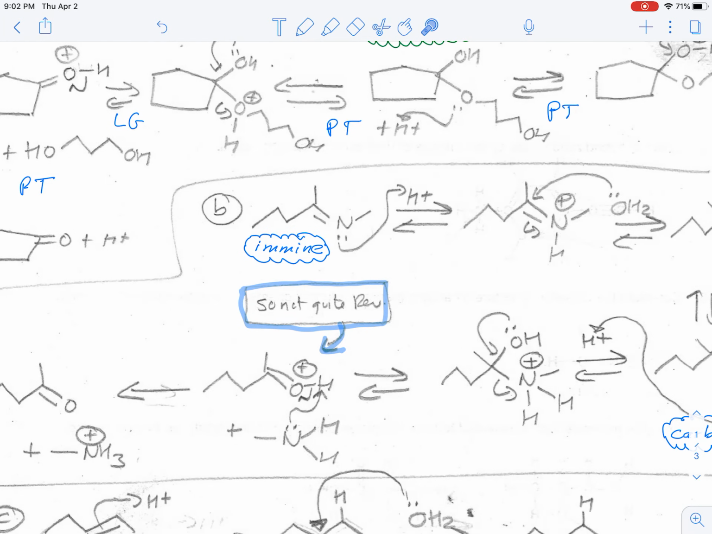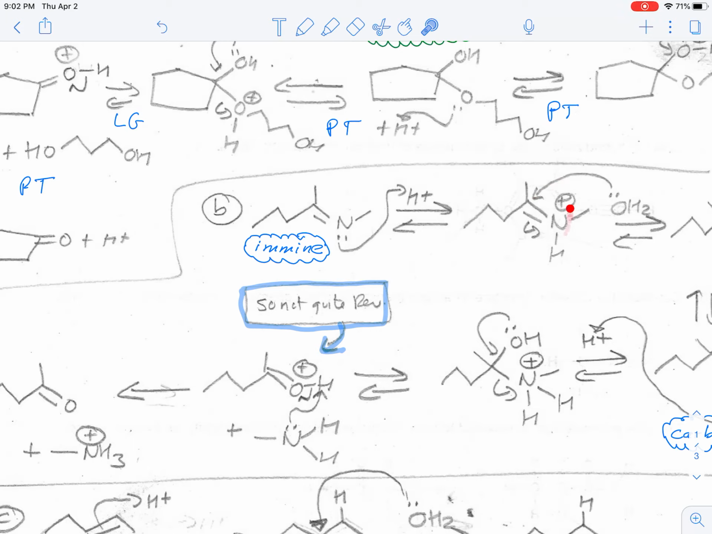So now moving on to the imine, which is the result of taking a primary amine or NH3, in other words, something where the nitrogen has at least two hydrogens on it. So this imine. And again, the first step is a proton transfer onto the nitrogen.